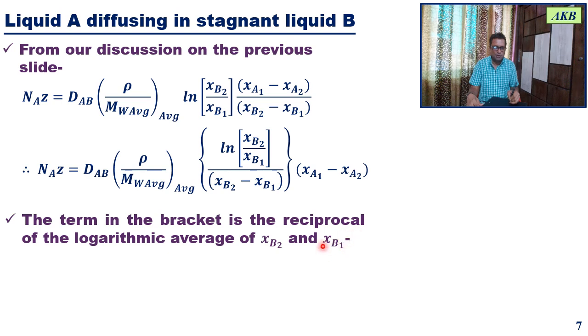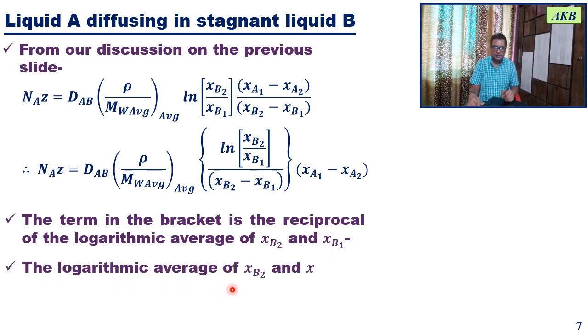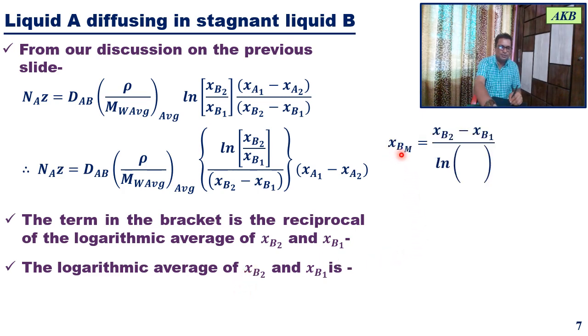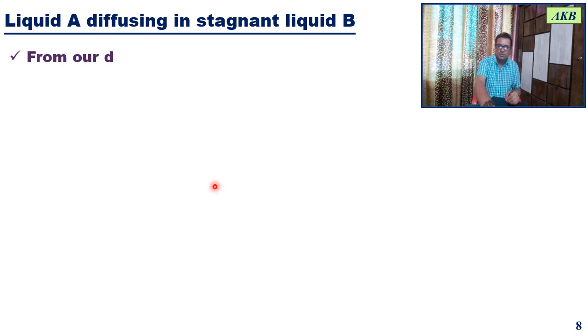So in order to understand, we should first know how the logarithmic average of xb2 and xb1 is given. The logarithmic average is given by this equation. We are going to denote that by xbm. So xbm is equal to xb2 minus xb1 divided by ln of xb2 by xb1. So if you look at the term in the bracket, you will come to know that it is the reciprocal of xbm. It is the reciprocal of xbm. So we will use that.